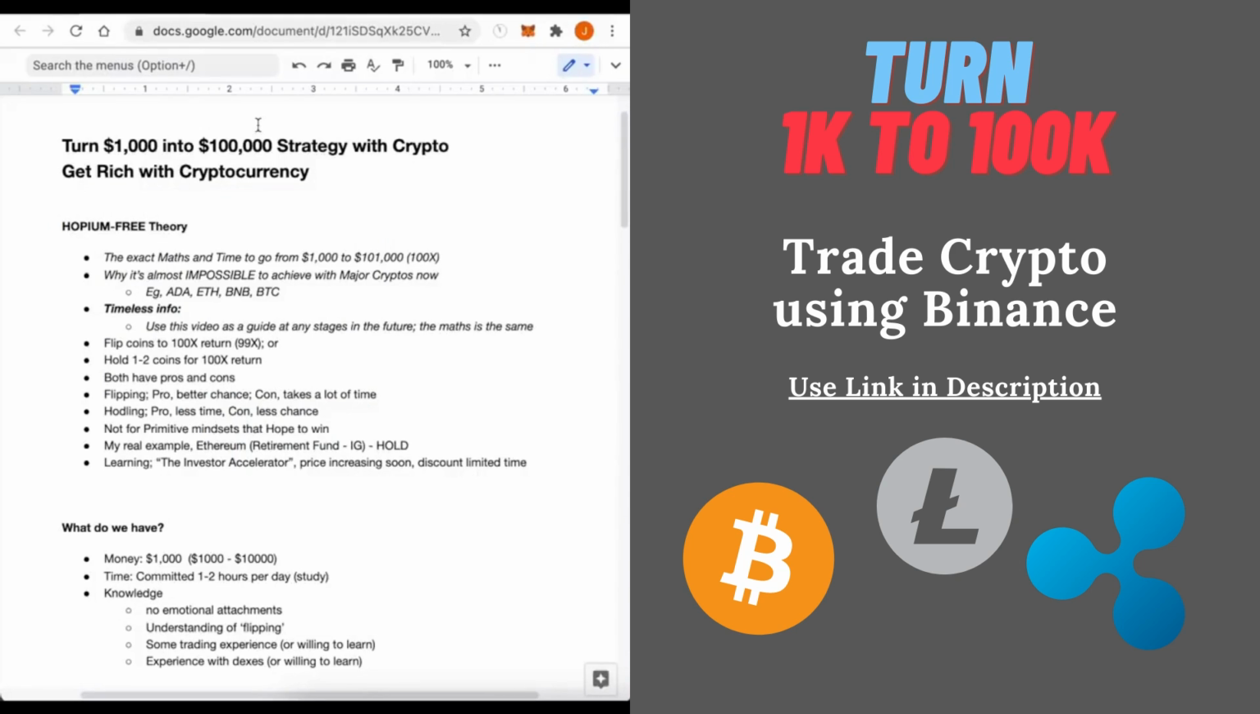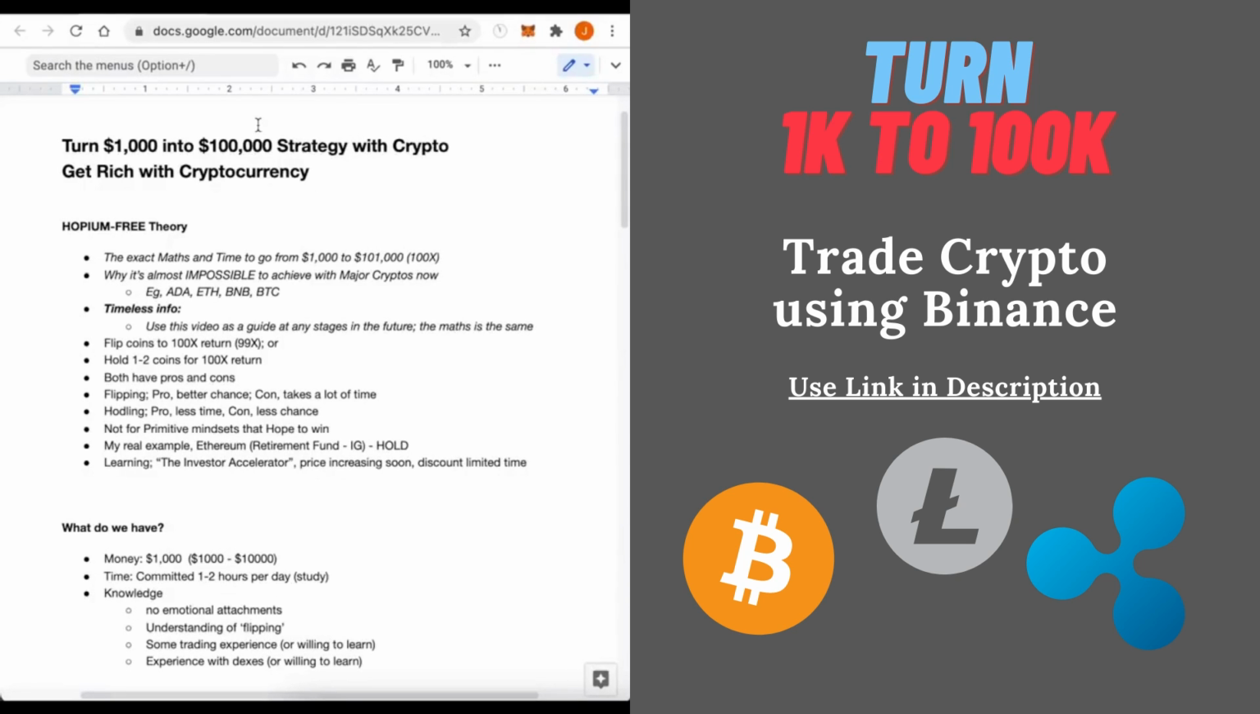All right. Looking here, we got a couple of options in our hopium-free theory. We can flip coins to 100x our return, or we can hold one or two coins for the 100x return. They both have their pros and their cons. Flipping these coins, the pros, better chances of getting to that 100x. The con, it takes a lot of time. It's going to take some of your time throughout the days, weeks, and months.